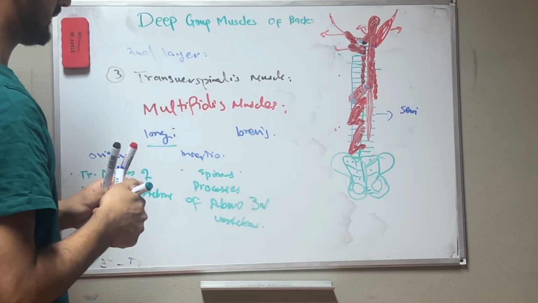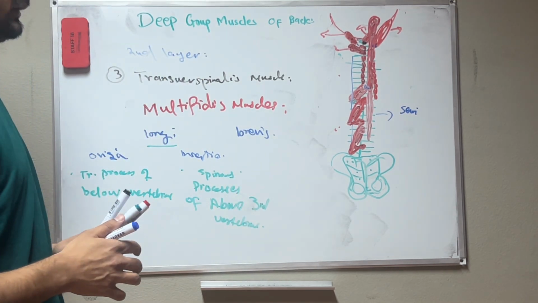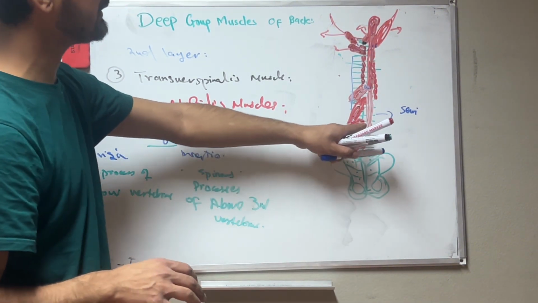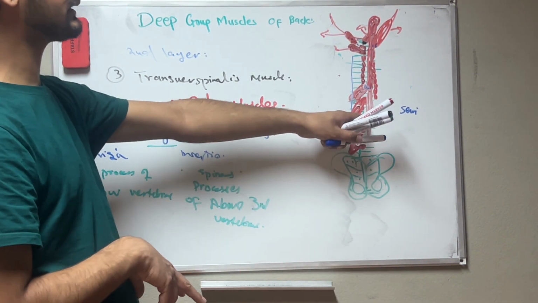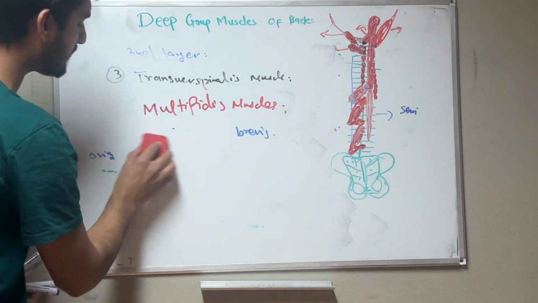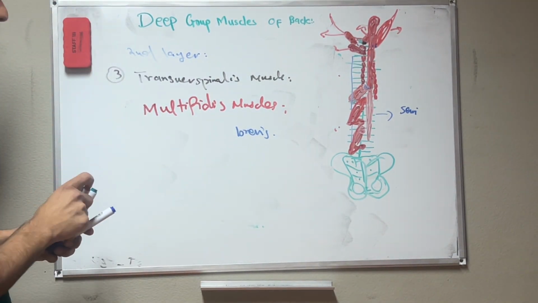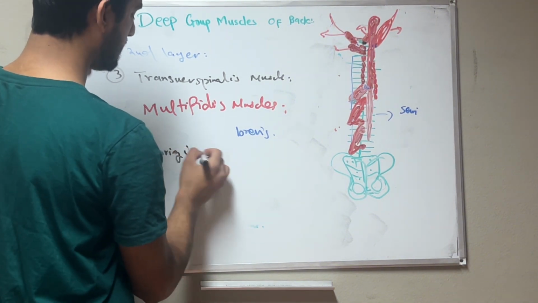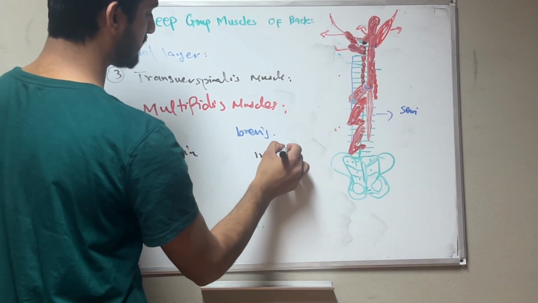Okay, this is about the long multifidus muscle. Origination is the transverse process of the below vertebra, and it is inserted by skipping two vertebrae into the third vertebra's spine process. This is about the long multifidus. For the short multifidus, we have origin and insertion.